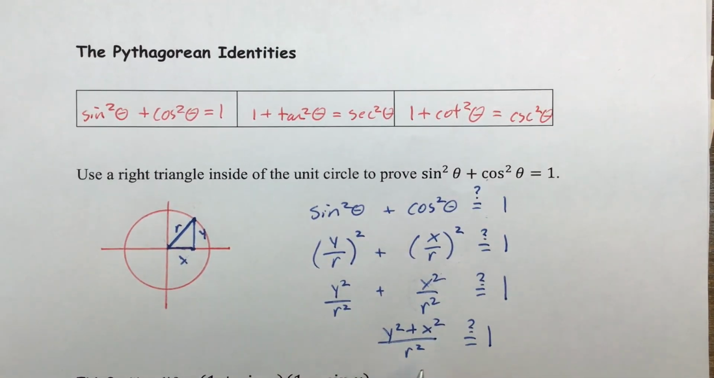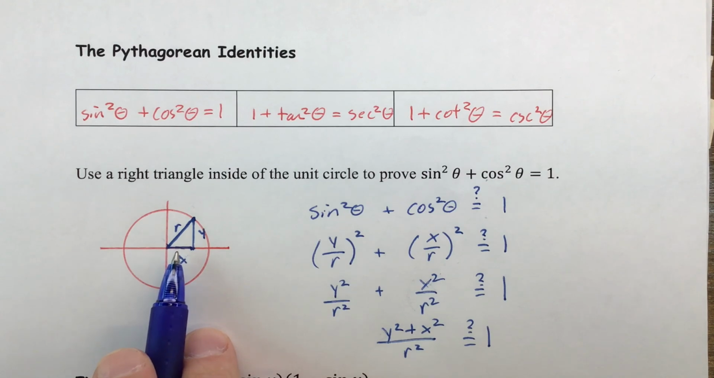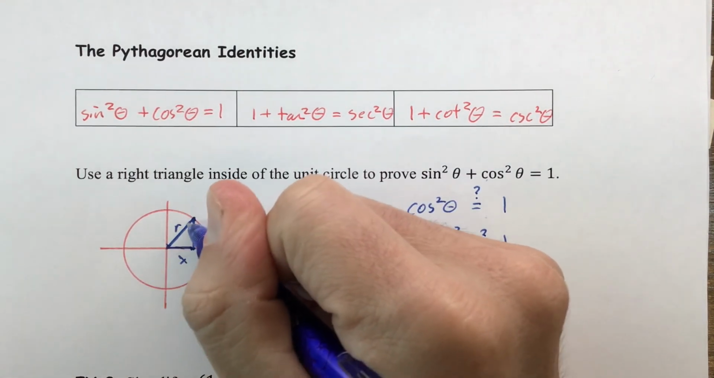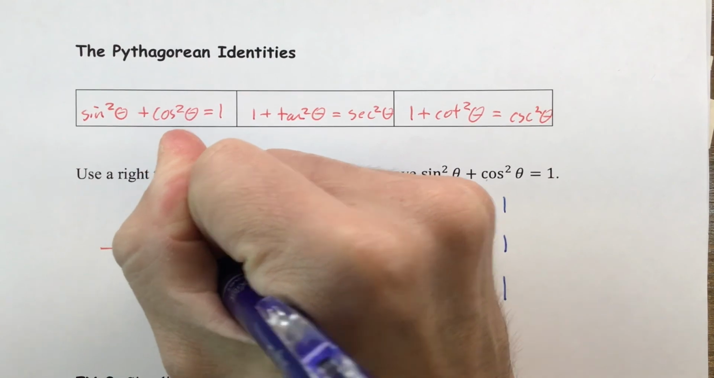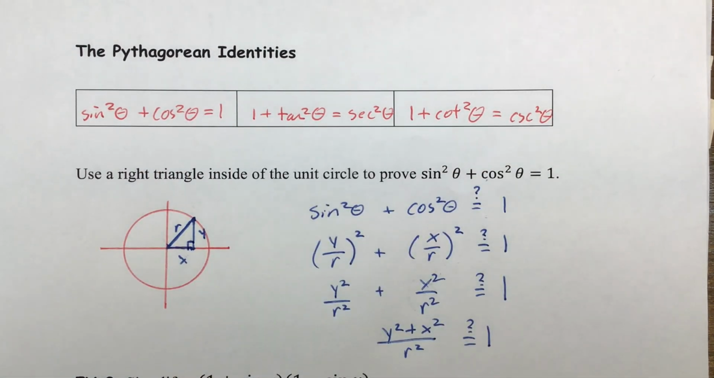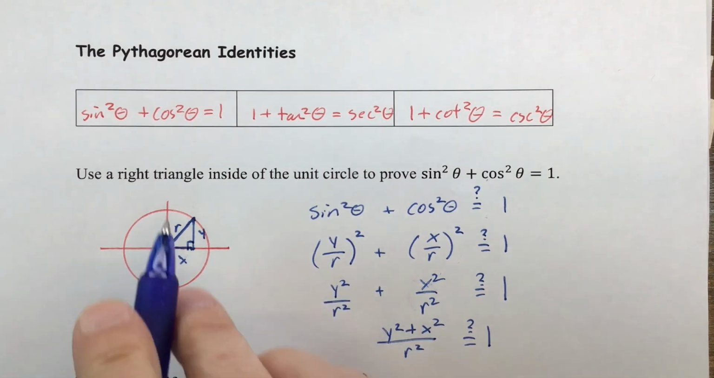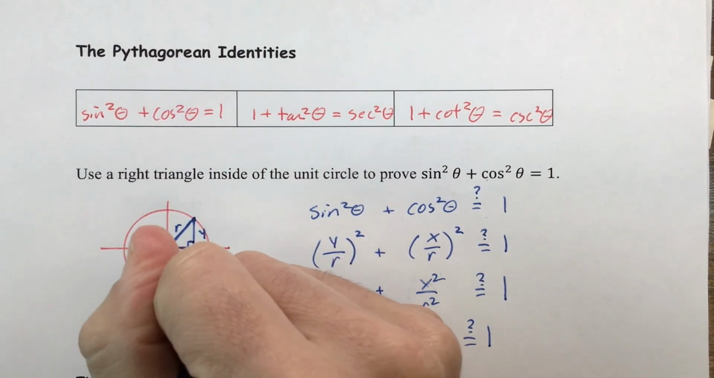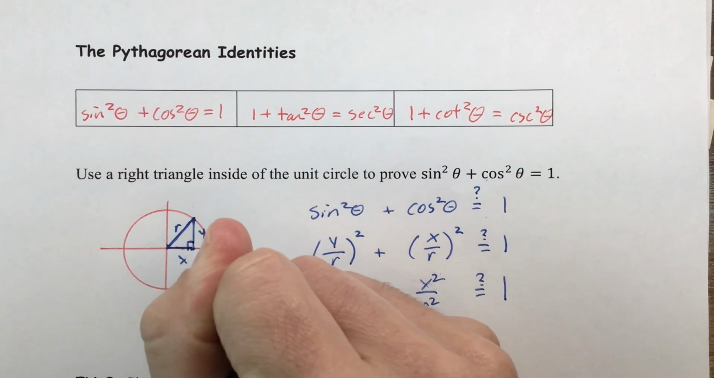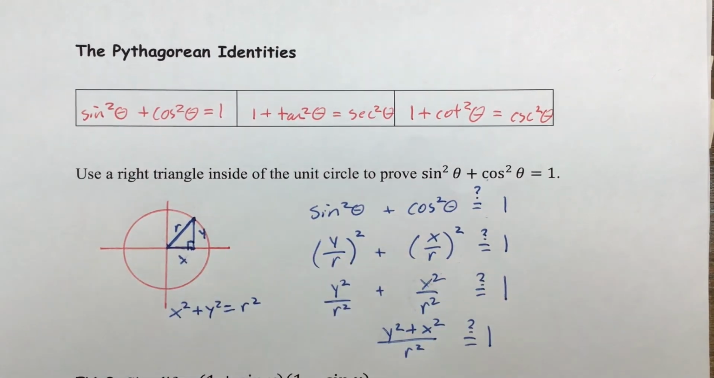All right, now, if you go take a look at the picture that we had over here, recall that this is actually a right triangle. And with all of these measurements around that right triangle, using the Pythagorean Theorem, we know that x squared plus y squared is equal to r squared.